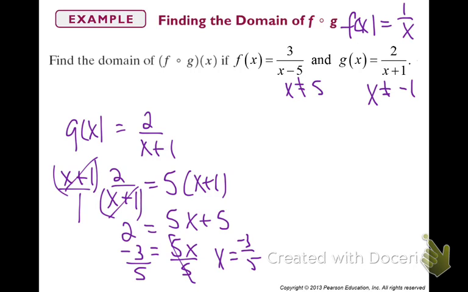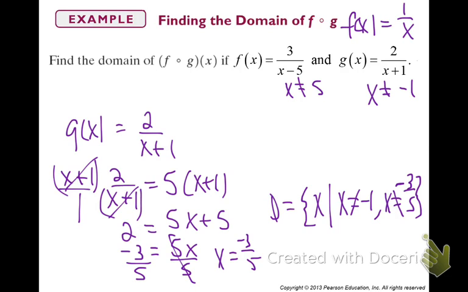Therefore, that becomes a restriction, right? Because your f of x cannot have this value of 5. Therefore, neither can your g of x. So our final domain restrictions: x cannot be the original value up here for g of x. It cannot be that negative 1. And it can also not be what we just found, the negative 3/5. And there's your domain. Okay.